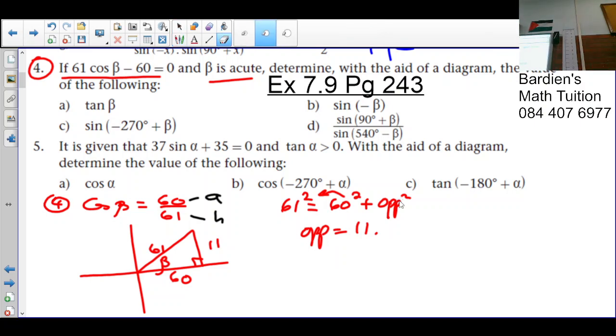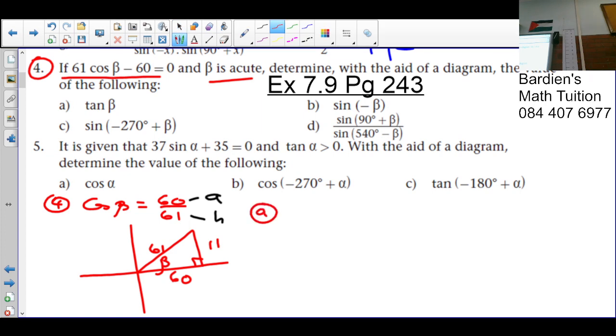So let's look at the questions contained in this diagram. A. Tan of beta. You see, once we got all the sides of the triangle, then you can use sine, cos, tan as you like. Not so? So tan of beta, tan is opposite over adjacent, is 11 over 60.